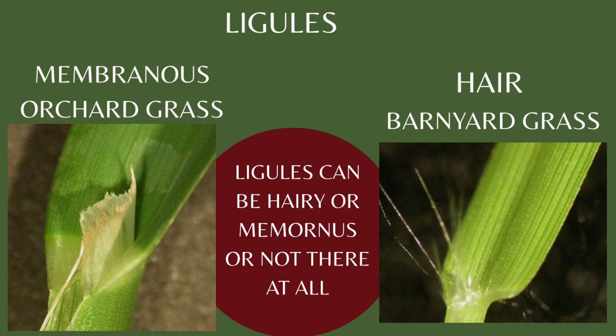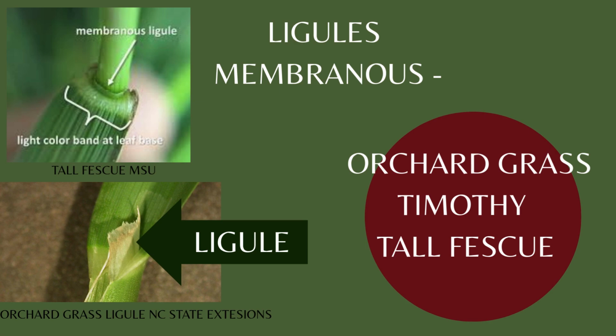Now, ligules, that membranous piece, can be large, it can be small, it can be non-existent, or it can be hairy, like in barnyard grass. Here you can see that the arrow is pointing to the ligule, and that is that membranous place. So when you bend back a piece of grass, you can see a ligule or not a ligule. That is all identifiers for different types of grass.